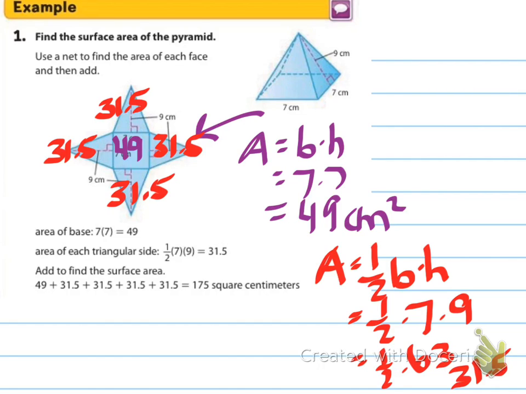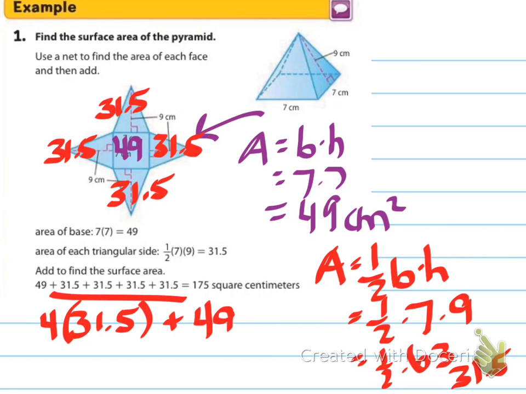So when I'm finding out how much this is all together, I'm going to add all of these sides. My base, which is the square, and the 4 triangles, which are the lateral faces. So maybe to save some time, instead of doing 31.5 plus 31.5, you might do 31.5 times 4, and then add the base, which was the square, which is 49. And either way, you'll get the answer of 175 centimeters squared.